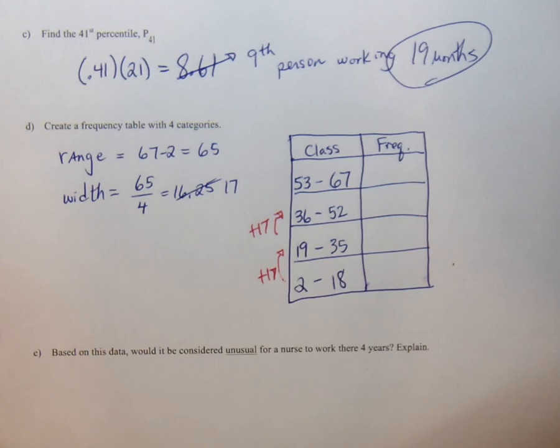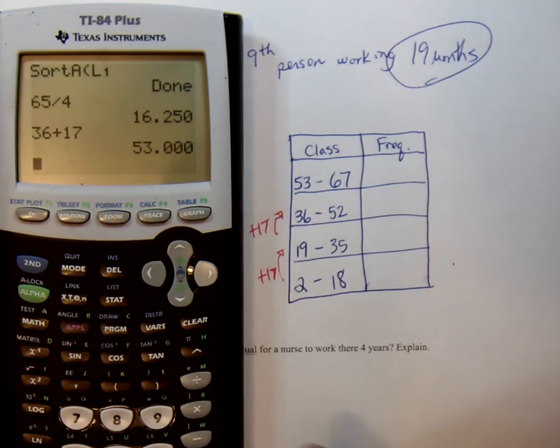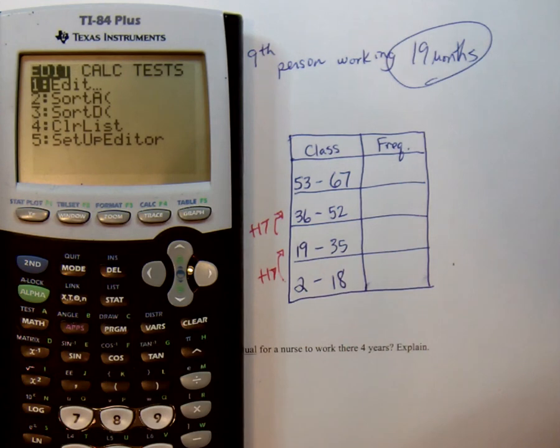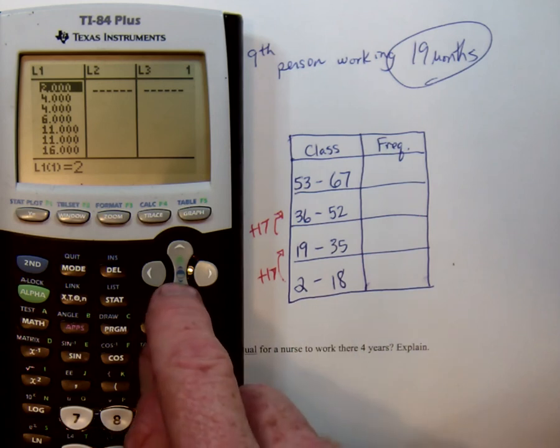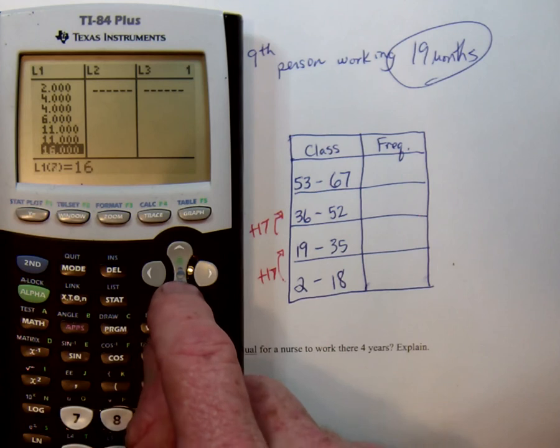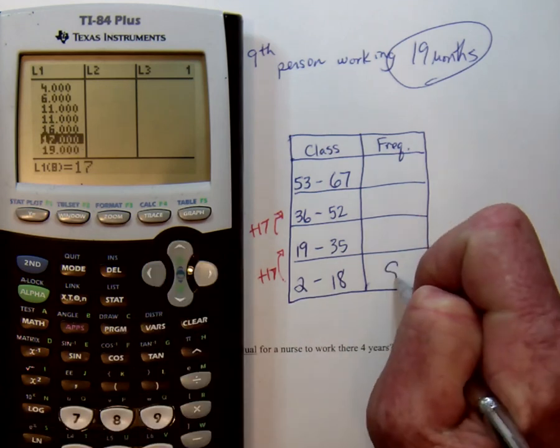Now it's just a matter of counting. And again, having them in the list in order will help with that. So go back to Stat and look at the list. I need the numbers 2 through 18. So this is the first one. So 1, 2, 3, 4, 5, 6, 7, 8. No. So that was 8.